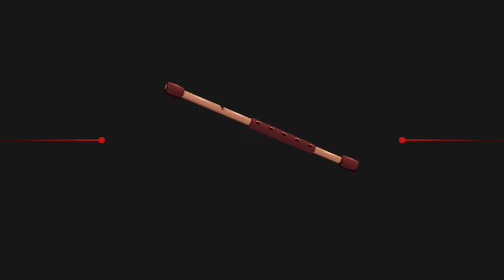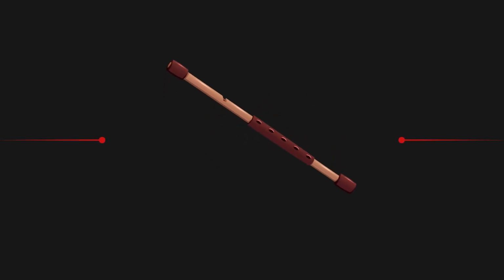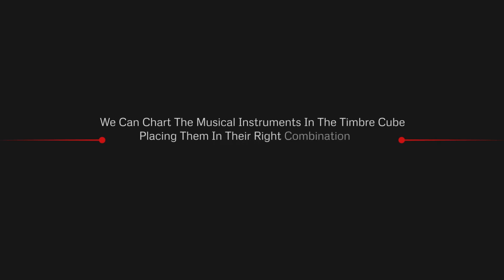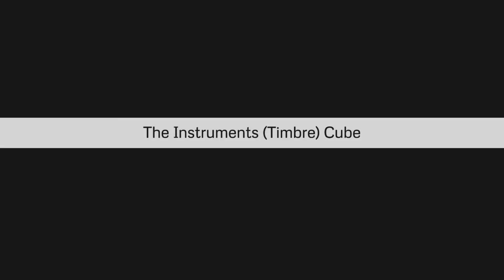The flute is meant for melody. Notes are easily recognizable from the sound it produces and it is used to add melody and seldom for rhythm. The organ is used for all: harmony, rhythm, and melody. We can chart the musical instruments in the timbre cube, placing them in their right combination of melody, harmony, and rhythm. The instruments timbre cube.